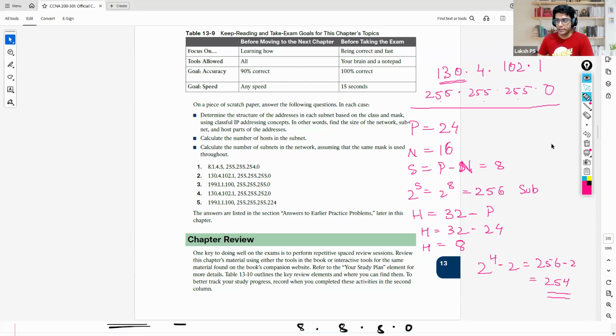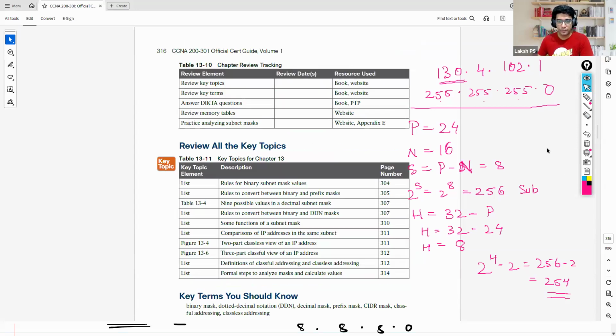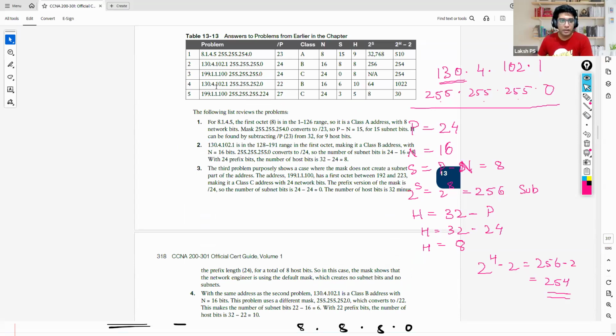So let's check the answer here. 130. Okay. How many P bits are there? 24. We calculated it correctly. We have 24 P bits. Which class does it belong to? Class B. We said yes, it belongs to class B. In class B, how many network bits are there? 16. So we calculated it right as well, right?